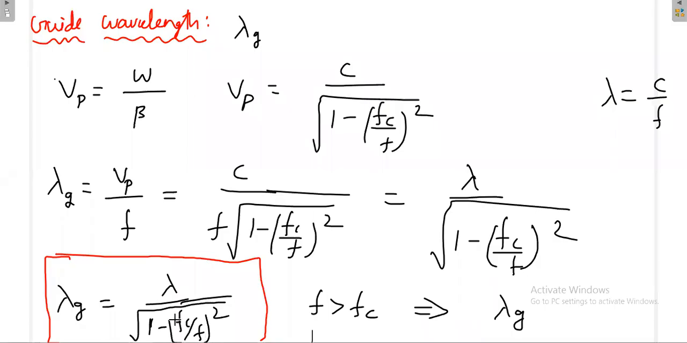If f is greater than fc, then this will be less than 1. 1 minus something less than 1 is always less than 1. Square root of something less than 1 is always less than 1. 1 divided by something less than 1 is always greater than 1. Then definitely lambda g will be greater than lambda.